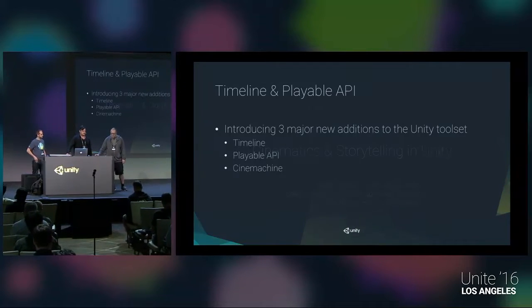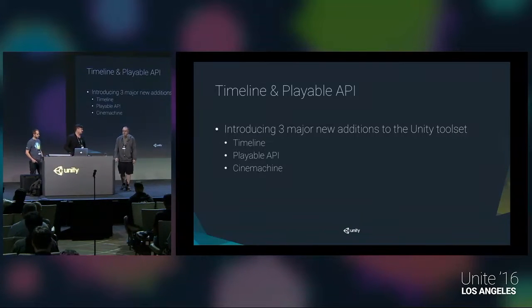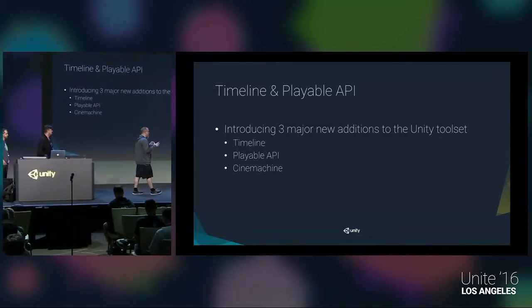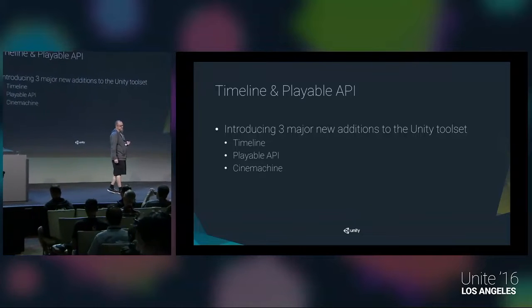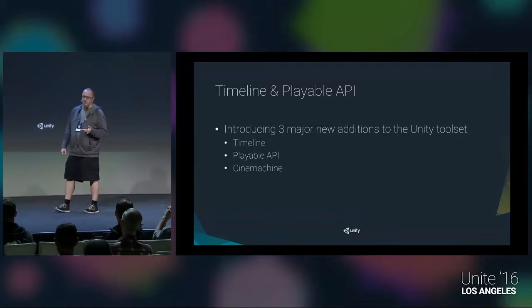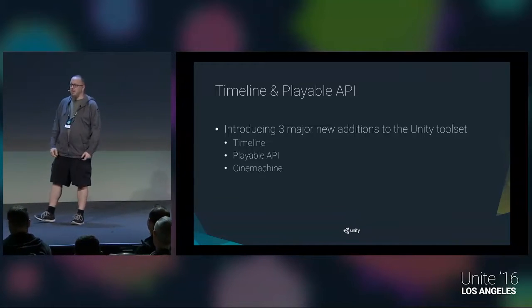Cool. So we're here to talk about timeline and the Playable API. This feature set introduces 3 new major additions to the Unity toolset. So we have timeline itself, we have the Playable API, and then obviously Cinemachine, which we saw in the keynote.